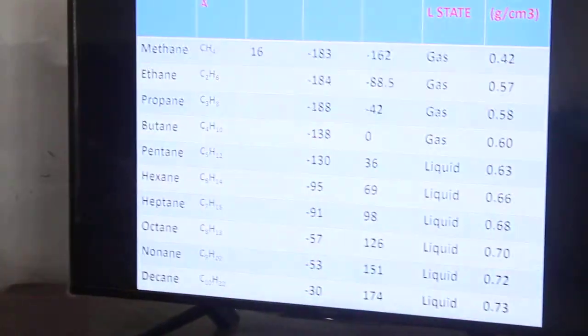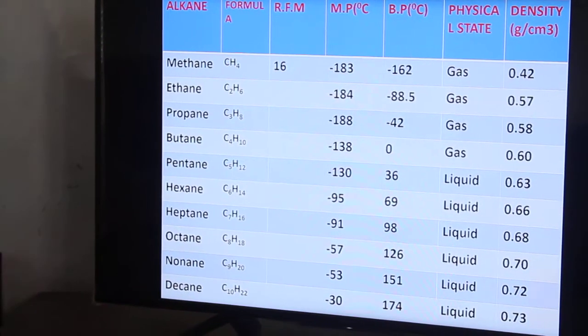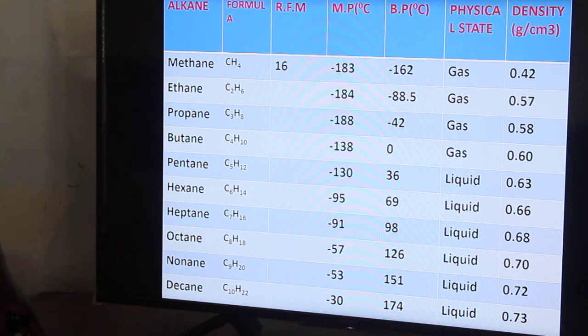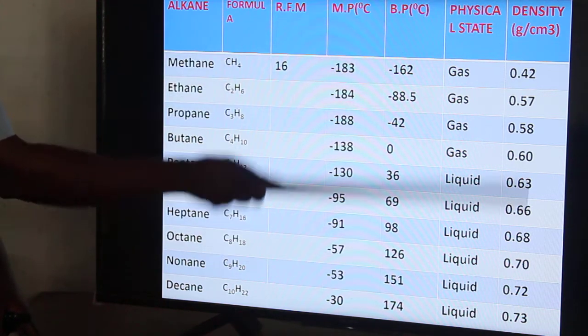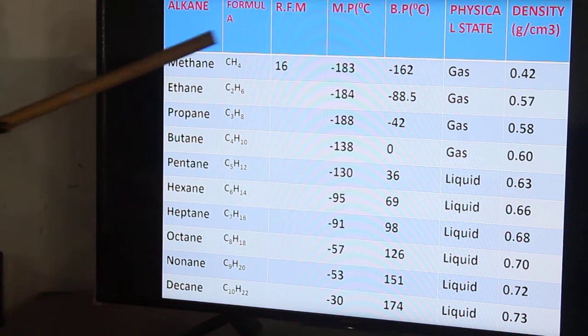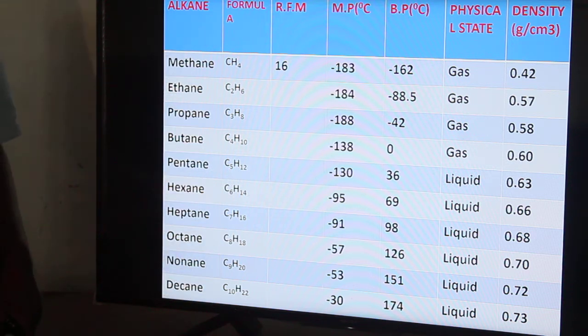Coming back to the table, the last part is density. That's the last column that we are going to explain. If you look at the density of alkanes, the density increases. There is no group here. Don't say density increases down the group. The density increases with increase in the number of carbon atoms. Why? Because of increase in the molecular masses and increase in the intermolecular forces of attraction.